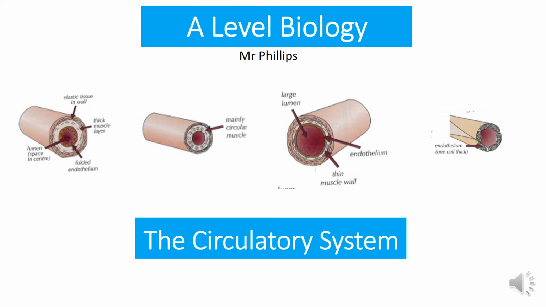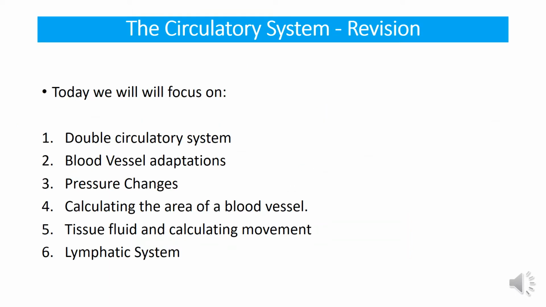So today we're going to be looking at the circulatory system, and effectively we're going to look at what a double circulatory system is, what adaptations each type of blood vessel has and why. We're going to look at pressure changes as blood flows through the circulatory system. We're going to look at calculating the area of a blood vessel and how you would do that, a bit of maths. We're looking at tissue fluid and calculating the movement of tissue fluid and how it's formed. And we're going to look at, really briefly, what the lymphatic system is.